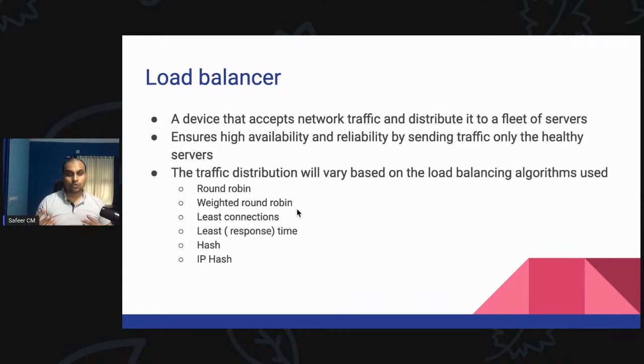Let's say you have two 32 GB machines and one 64 GB machine. Obviously the 64 GB machine can take double the traffic, so it gets a weight of 2 while the other two machines get a weight of 1. So that is called weighted round robin.